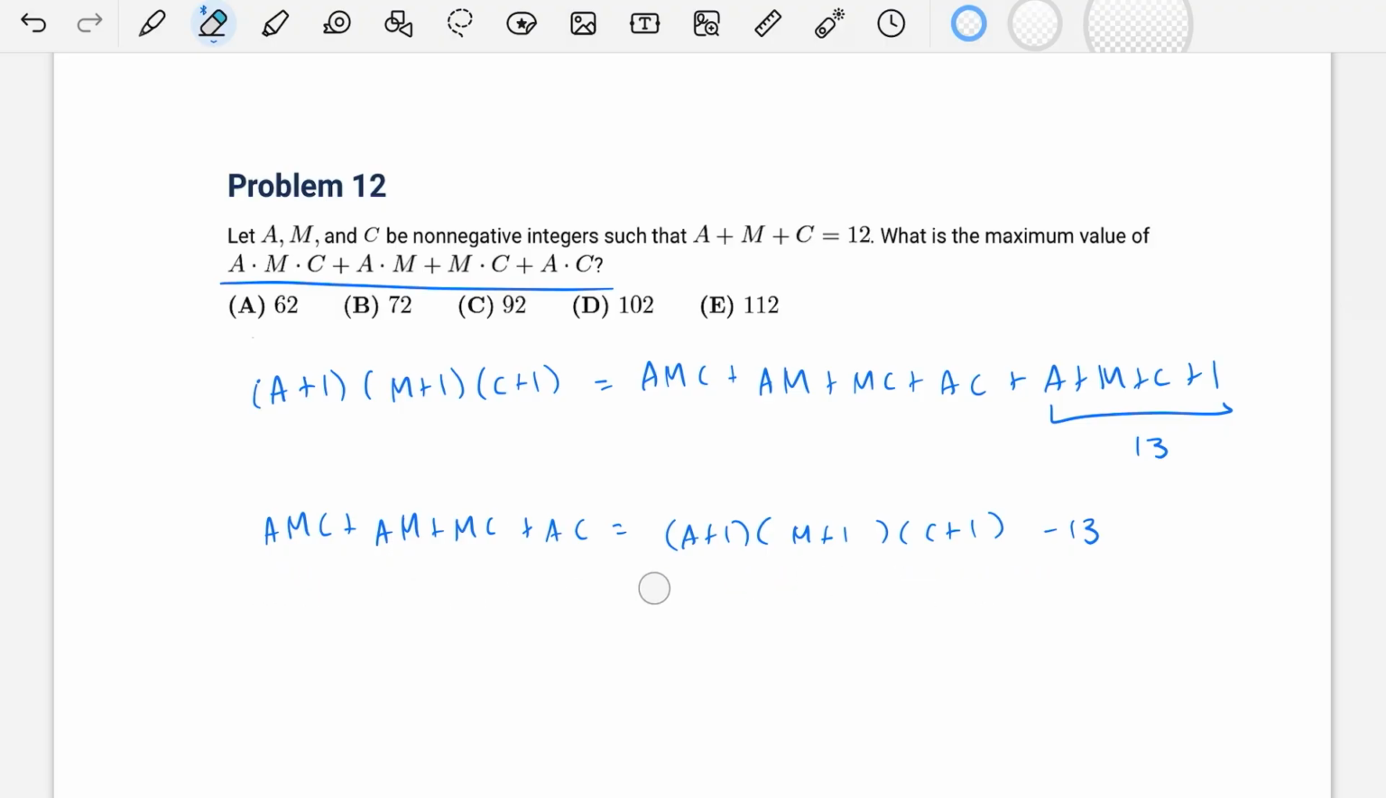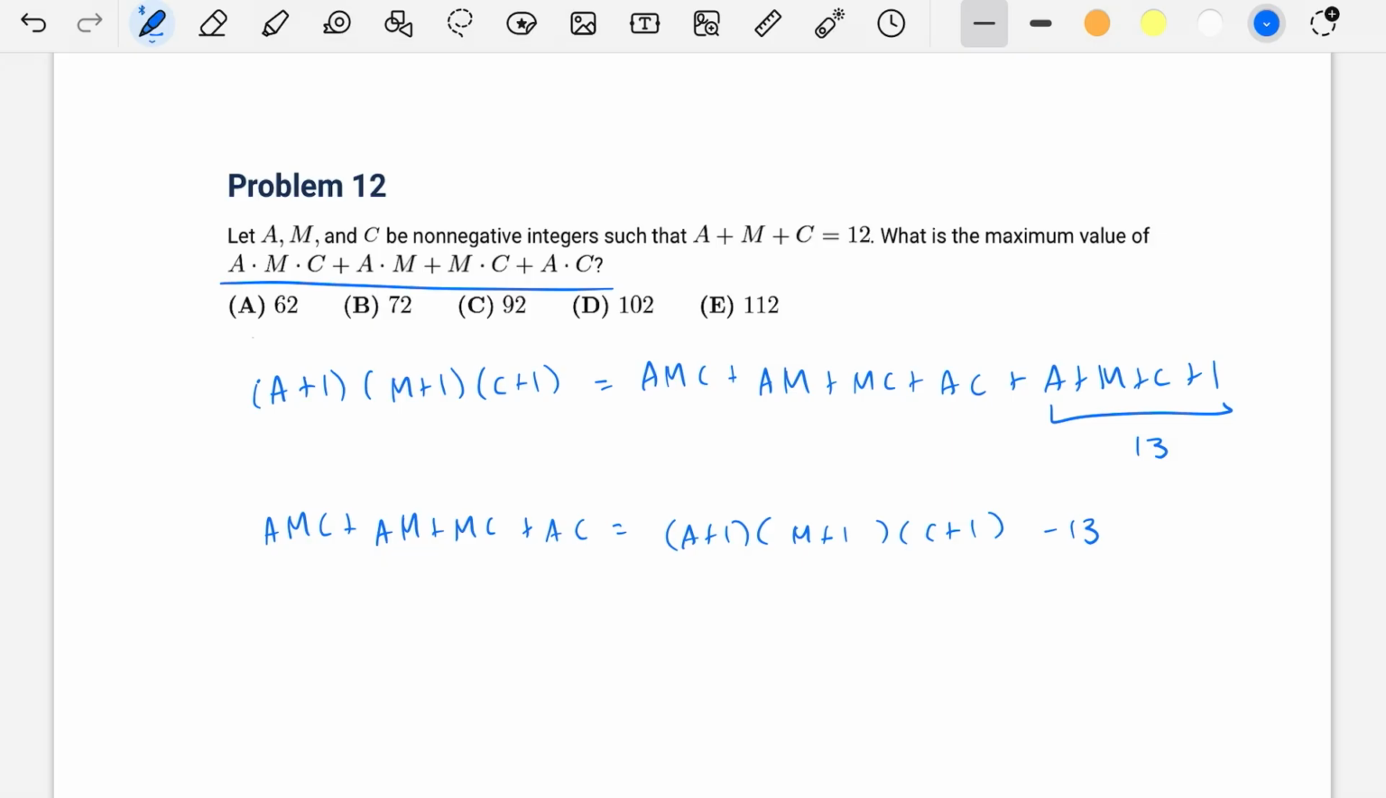We know that the sum of these three numbers is fixed, because that sum is just A plus M plus C plus 3, which is equal to 15. So the sum of these three items is fixed, and we want to maximize their product. And the way we do that is making the numbers as close together as possible.